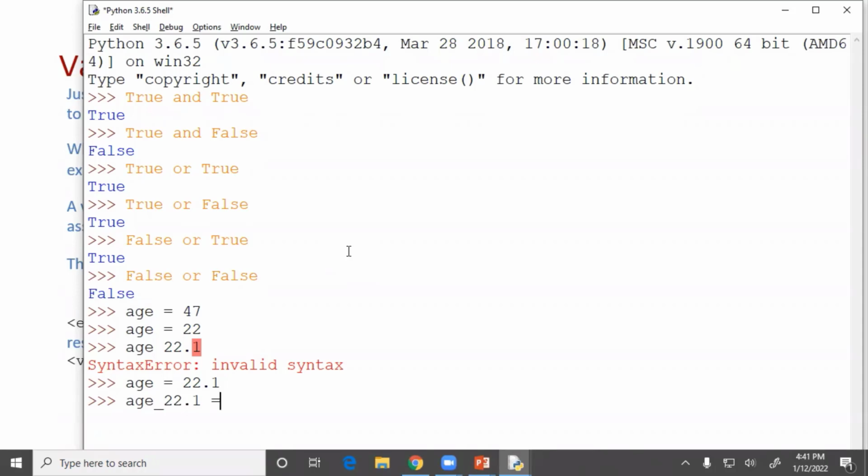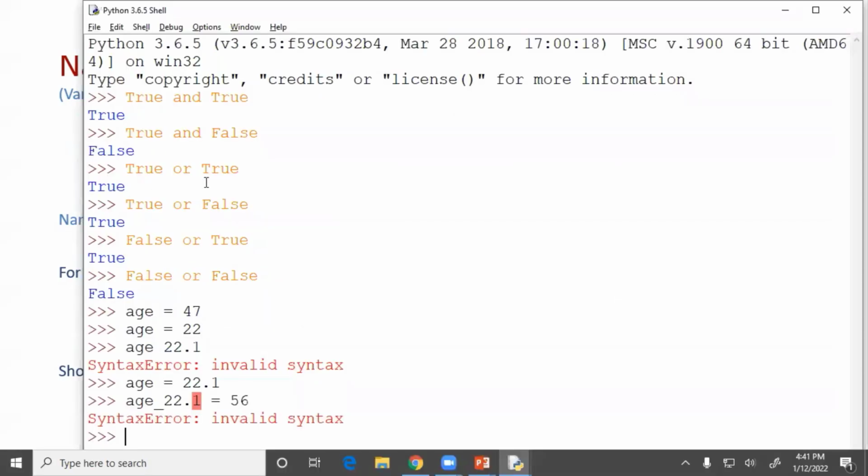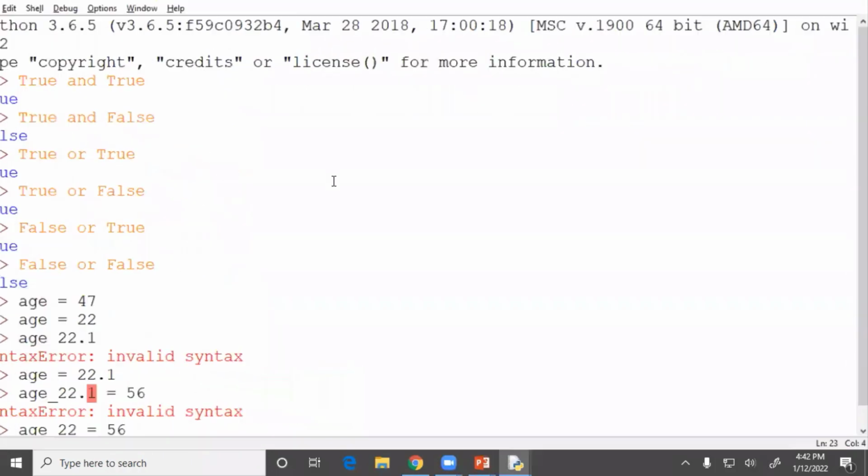Now, someone else said, I'm going to name this variable age 22.1 equal to 56. Do you think this will be acceptable? If I press enter, what's going to happen? Error. So there is something called naming convention. Variable names can contain characters from A to Z, capital letters, and also digits and underscore. So if I write age underscore 22, do you think this will be acceptable? It's going to be acceptable.